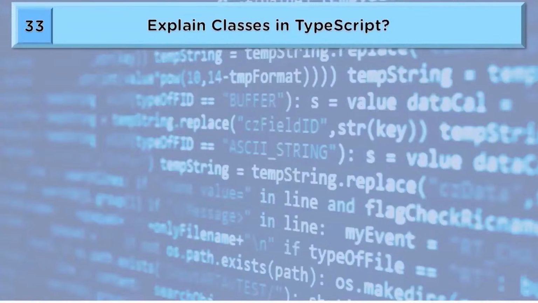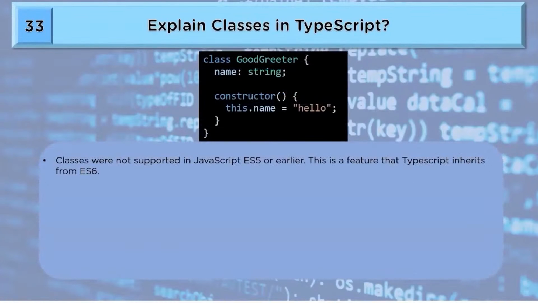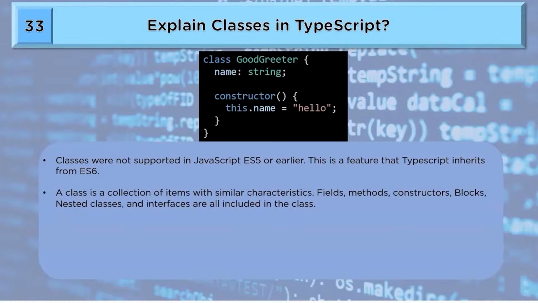Explain classes in TypeScript. Classes are not supported in JavaScript ES5 or earlier. This is a feature that TypeScript inherits from ES6. A class is a collection of items with similar characteristics. Fields, methods, constructor, blocks, nested classes, and interfaces are all included in classes.